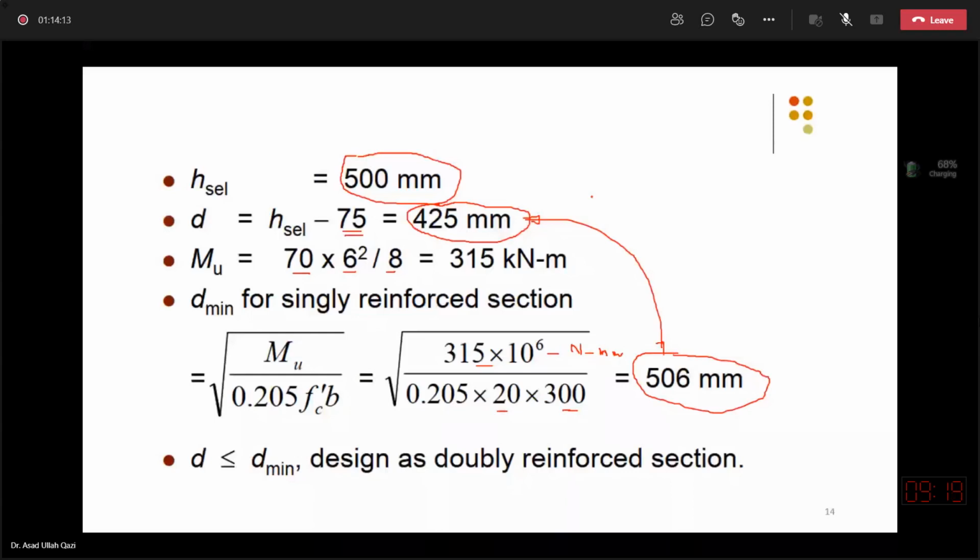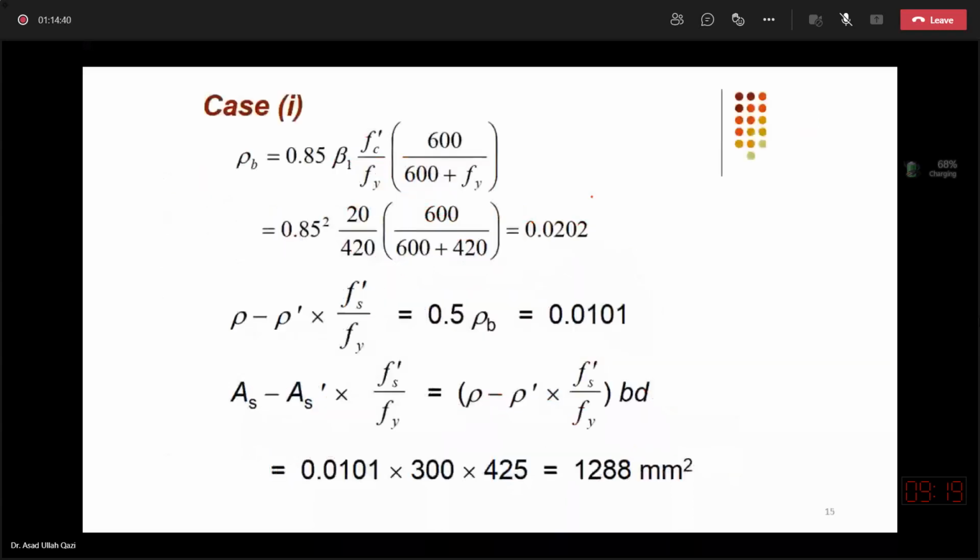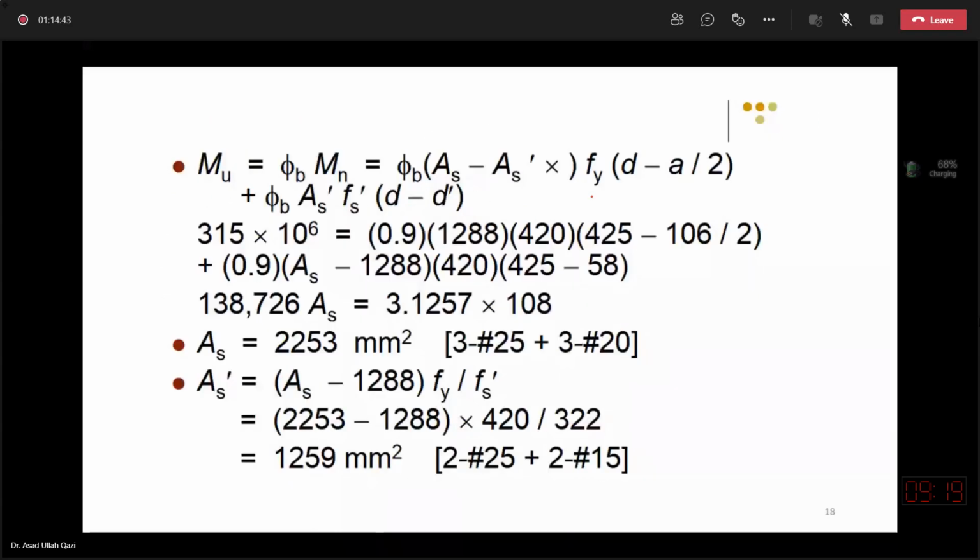But otherwise, if the question is silent regarding that hint, then you have to go through these checks, and finally after these steps you will announce that I am going for the doubly beam design because my allowed D is less than the D minimum required for singly beam. I am skipping case 1, so please go through it at home. I will discuss case 2 in detail.